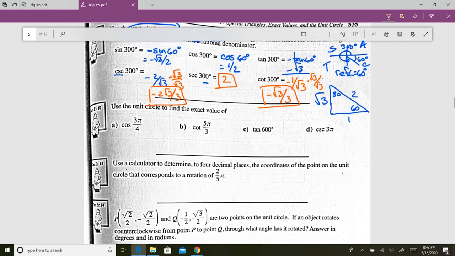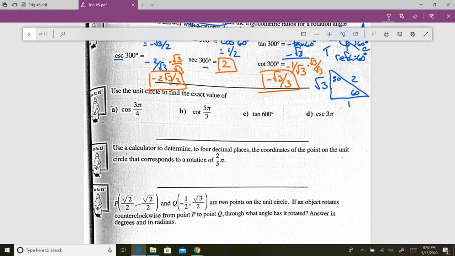All right. Use the unit circle to find the exact value of these. So what is my reference angle for cos of 3 pi over 4? It's pi over 4, which is 45 degrees. So my reference angle is 45. Now I know this seems like a lot of work, but when you practice it, it just becomes second nature and you can do this in your head quickly.